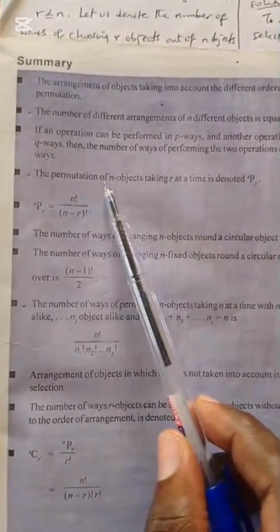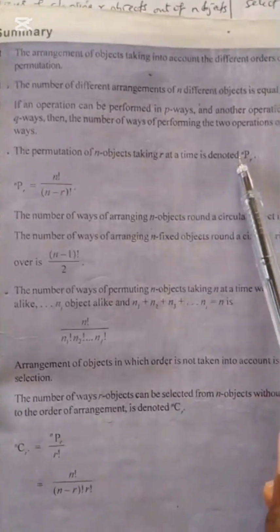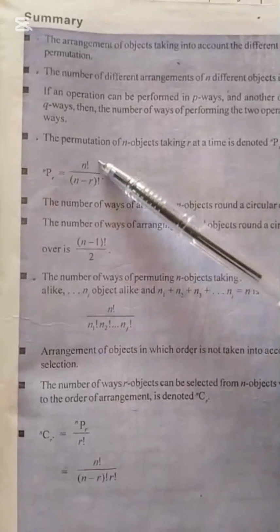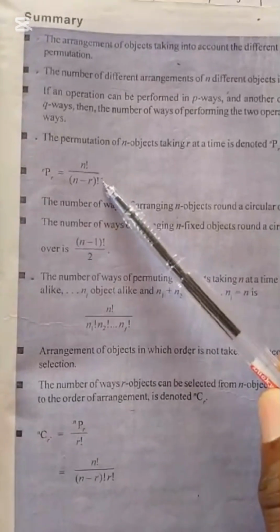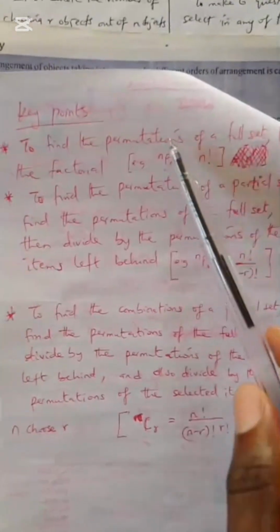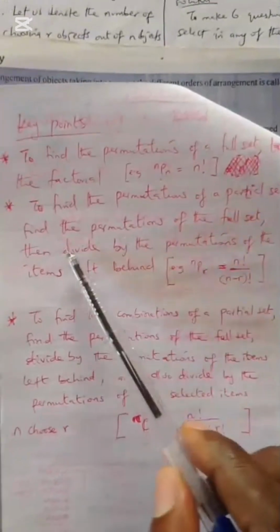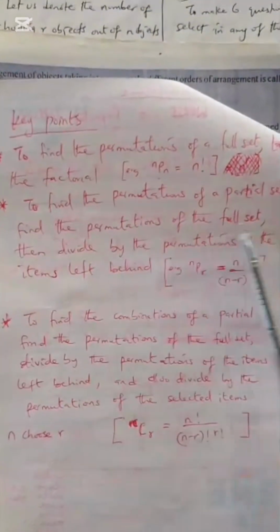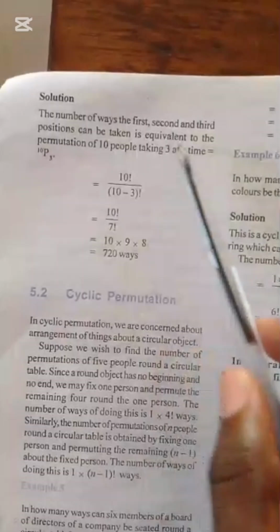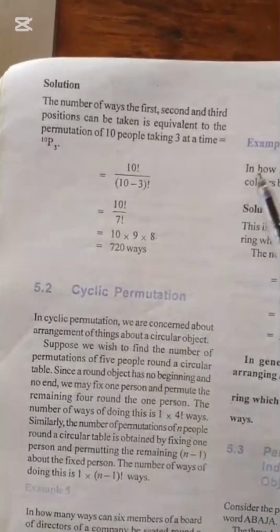Alright, so the permutation of n objects taking r at a time is denoted n permutation r. This is the symbol, and this is the formula: n factorial all over n minus r factorial. In other words, to find the permutation of a partial set, find the permutation of the full set, then divide by the permutation of the items left behind. So it's a different way of saying the same thing. Let's go back to the example we talked about. We're saying that taking 3, the number of ways 3 can be taken out of 10. So it's just like that, and then apply the formula.